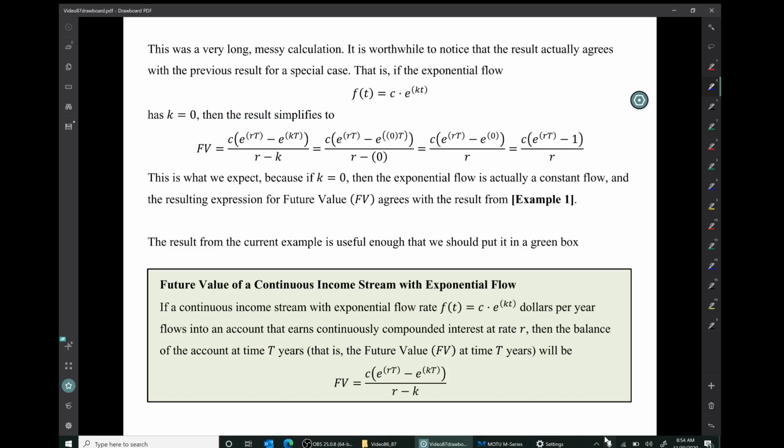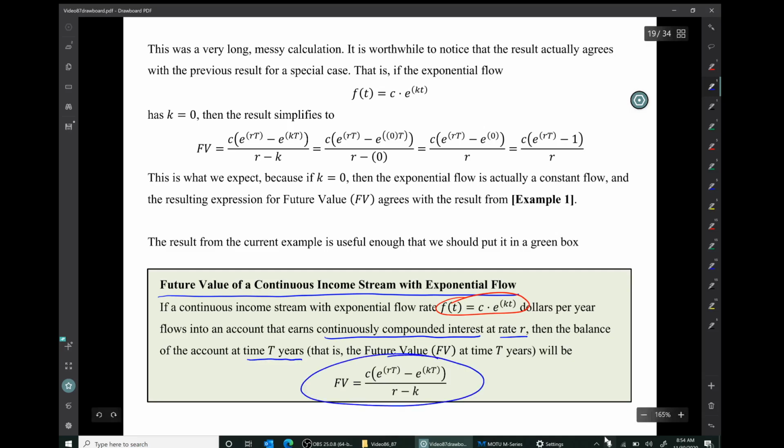Now the result from the current example is useful enough that we should put it in a green box. So here is the future value of a continuous income stream with exponential flow. If you have a continuous income stream with exponential flow rate given by this formula, c e to the kt dollars per year, and it flows into an account that earns continuously compounded interest at rate little r, then the balance of the account at time t years, that is the future value at time t years, will be this expression.